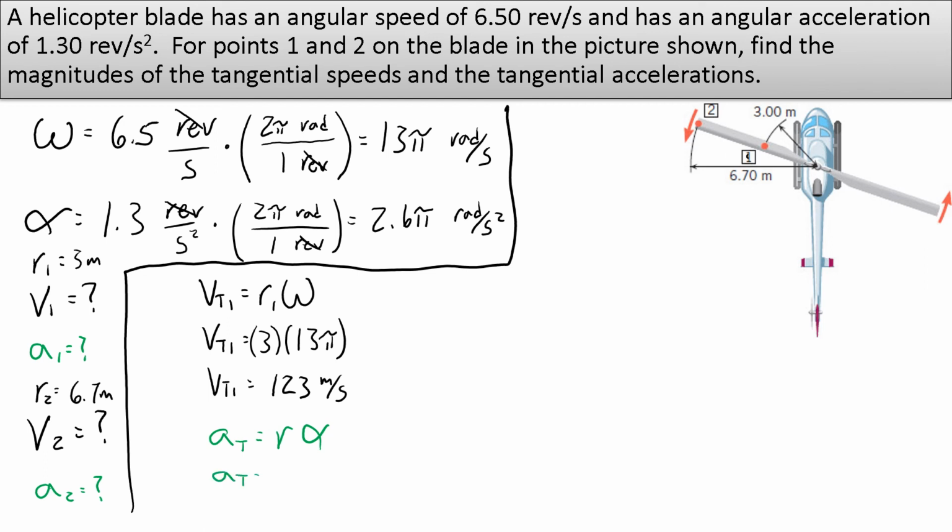So the tangential acceleration is 3 times your angular velocity, 2.6 pi, 2.6 times pi radians per second squared, and you get 24.5 meter. Oh, I gave it away. What is the units for tangential acceleration? It's a meter per second squared. Sometimes people want to say the radian per second squared for that one, but it's not, okay?